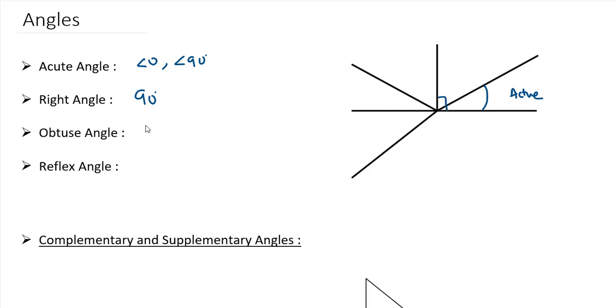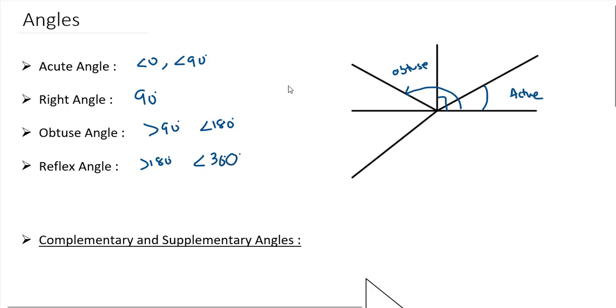Obtuse angle, any angle which is greater than 90 degree but less than 180 degree is an obtuse angle. So in this figure this angle is an obtuse angle. So what is a reflex angle? Angle which is greater than 180 degree but less than 360 degree is a reflex angle. In this figure, this angle is reflex angle which is clearly greater than 180 degree and less than 360 degree.